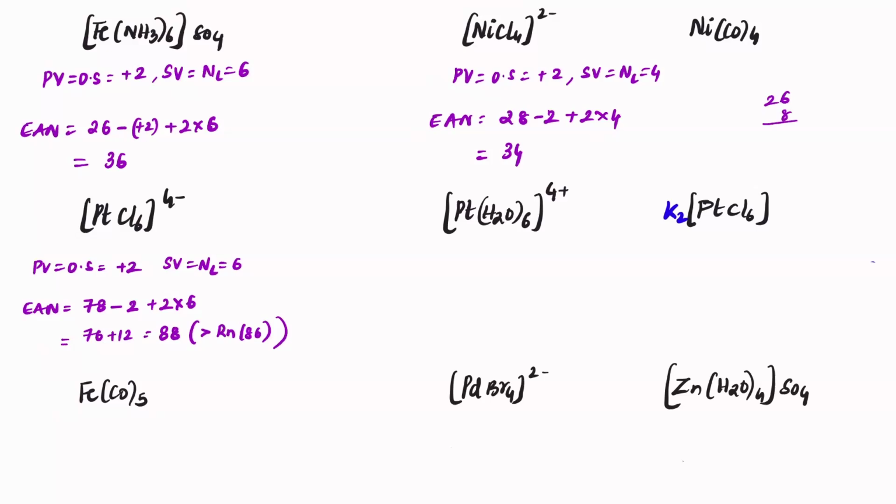Next one, primary valency. Notice that primary valency in this case, oxidation state here, is +4. Secondary valency is 6. So now the EAN value here will be equal to 78 minus 4 plus 2 times 6. So that is coming out to be 86, which is the same as that of radon.